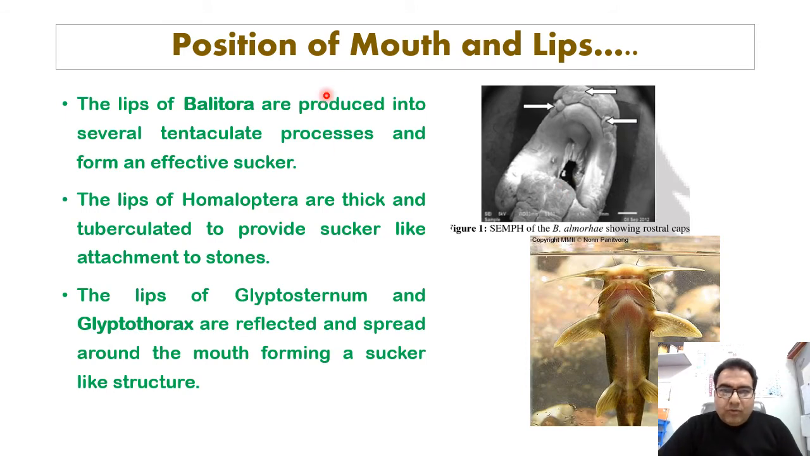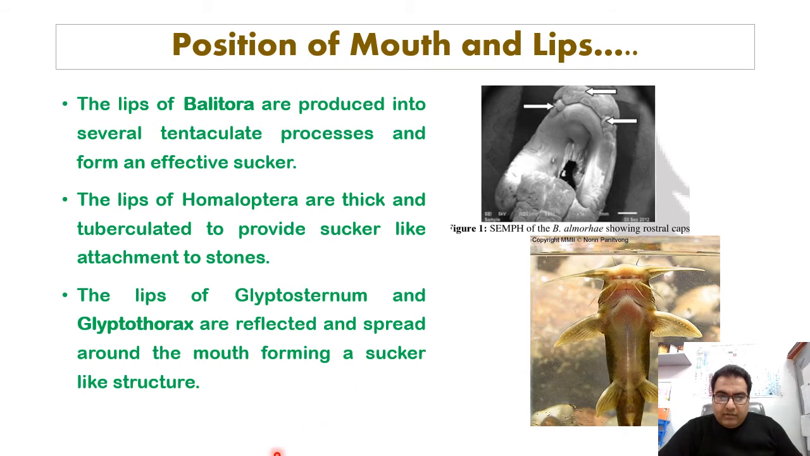Now the second important thing: I was talking about the position of these lips. The lips of the Balitora are produced into several tentaculate processes, so that they can be effective suckers and attach themselves to the substrate to avoid the strong currents of the water. In the case of Homaloptera, the lips are very thick and tuberculated, and they provide a sucker for attachment to the stones.